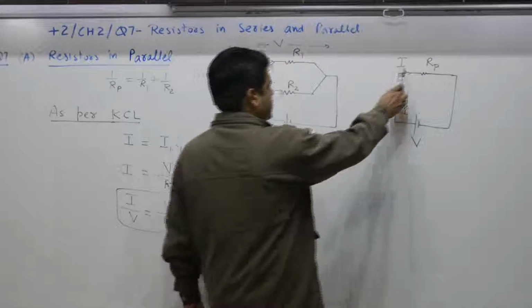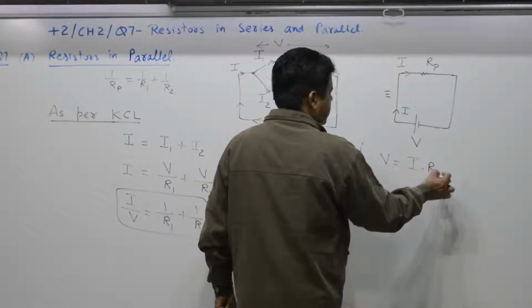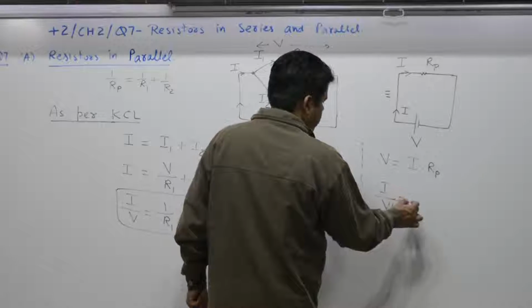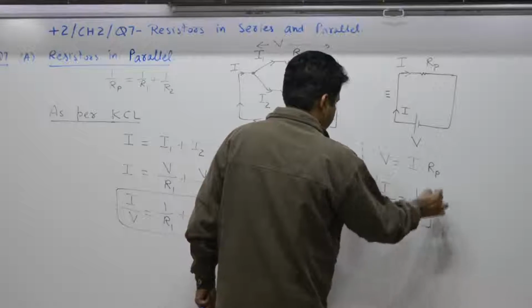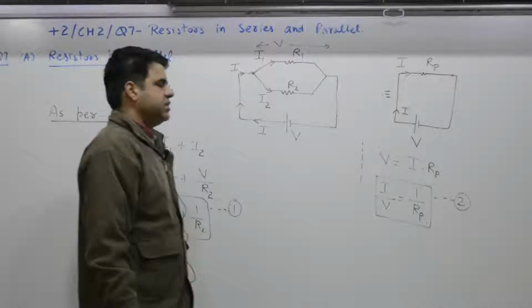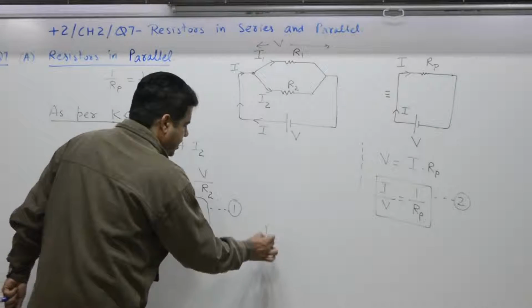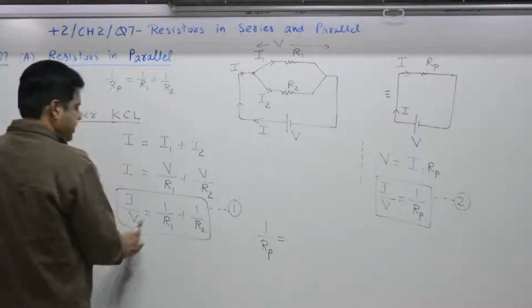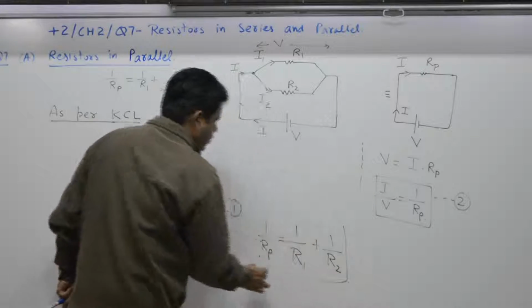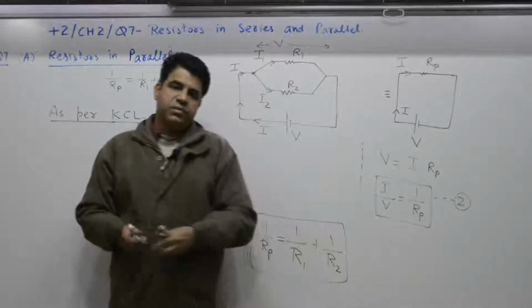From this network, for this part, voltage V is equal to current into resistance. Which law? Ohm's law. I by V is equal to what? 1 by Rp. From these two equations, equation number 1 and equation number 2, I by V in equation number 2 is 1 by Rp. I by V in equation number 1 is 1 by R1 plus 1 by R2. So, when you connect two resistors in parallel, then 1 by Rp is equal to 1 by R1 plus 1 by R2.